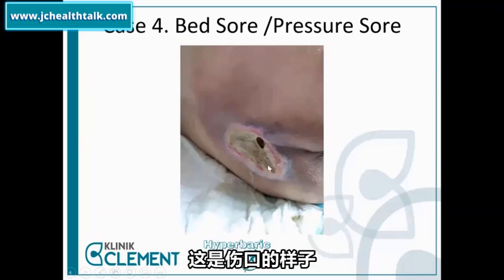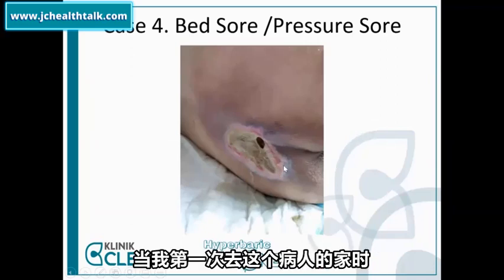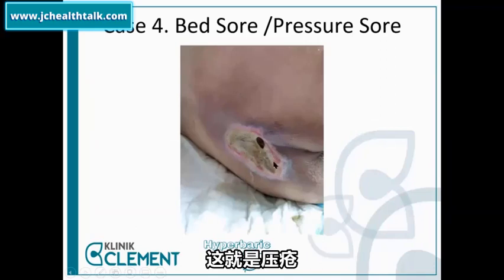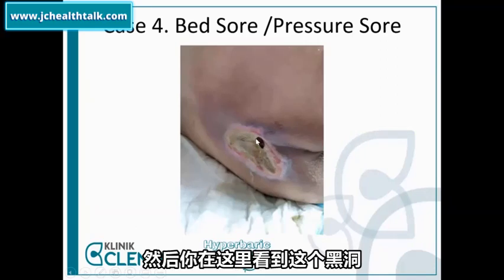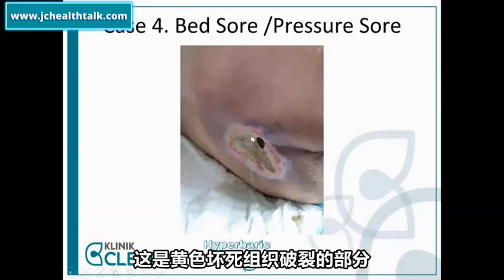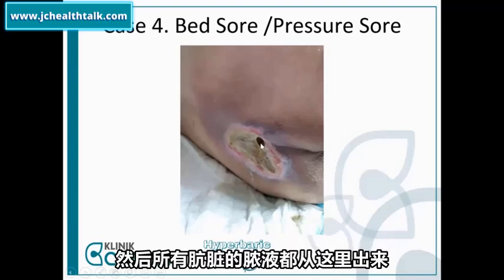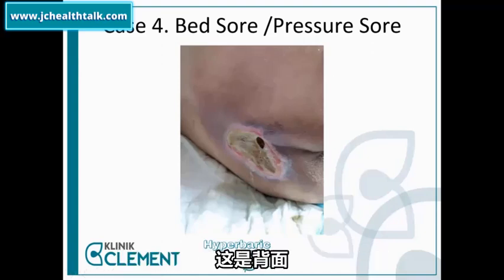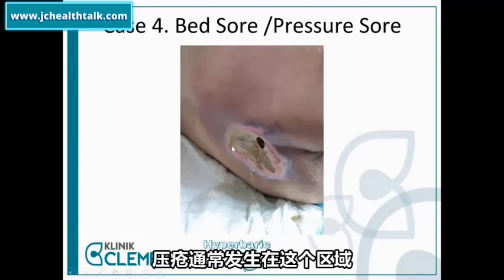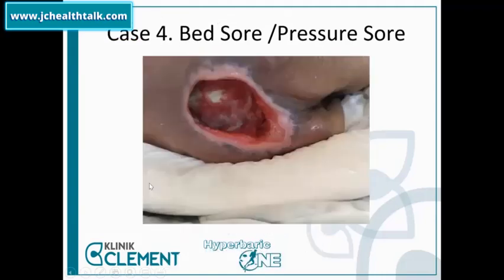This is how it looks when I first went to the house of this patient, and this is the pressure sore. And then you see this black hole here. This is a part where this yellow dead tissue has broken out, and then all the dirty pus is flowing out from here. And this is the back side, and this is the right buttock, and this is the left buttock. And pressure sore usually happens in this area.